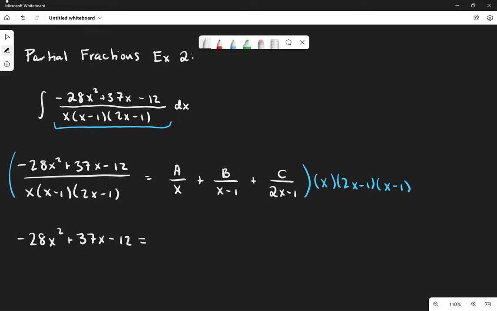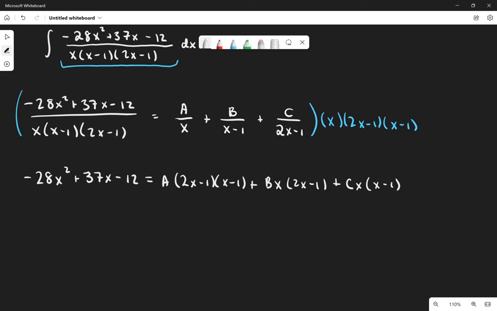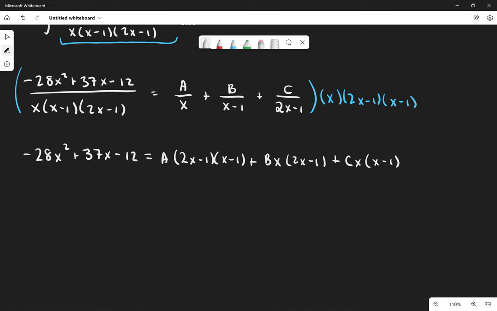And on the right-hand side, I get a, the x's cancel, 2x minus 1, x minus 1, plus b, the x minus 1's cancel, plus c, and then the 2x minus 1's cancel. And it's really just going to turn into a ton of algebra soup at this point, so slow the video down if it helps you follow along, please. Pause.